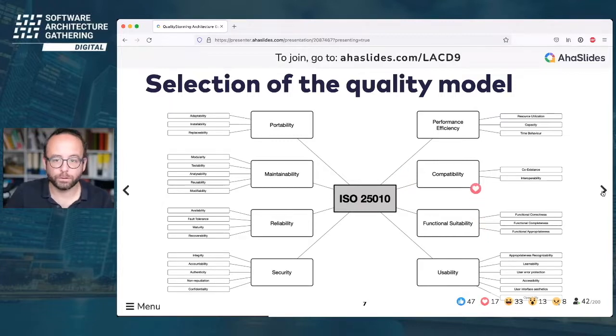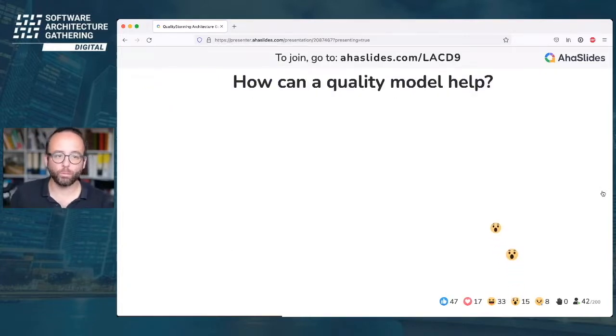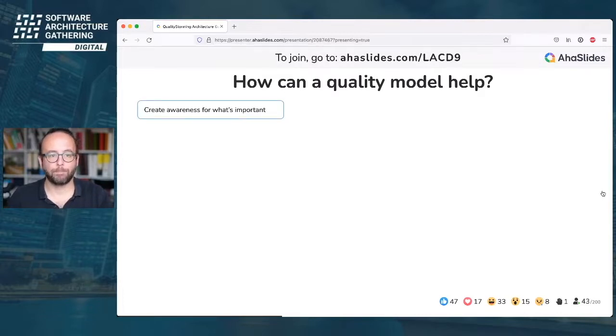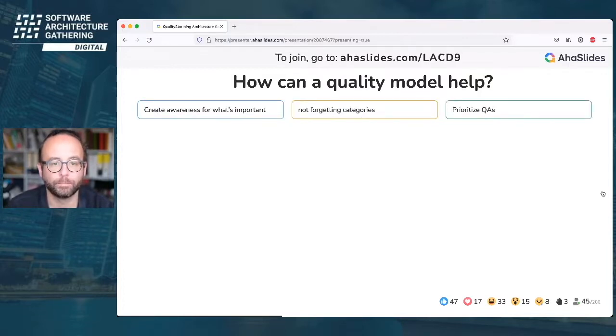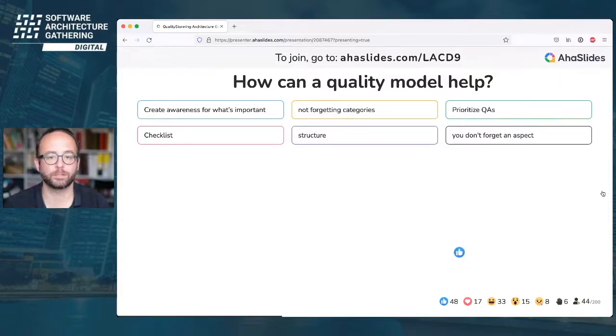And I have another question for you. How do you think that working with such a quality model can help you? I've already hinted at some stuff, but what's your take on that? What do you think? Give me some feedback on that. Great awareness for what's important. Prioritization, checklist, structure.